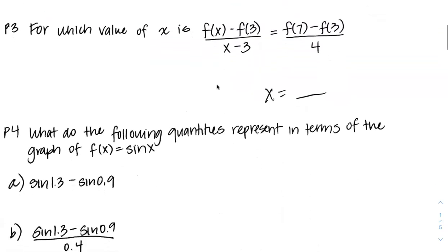For which value of x is f of x minus f of 3 over x minus 3 equal to this? So it's basically just saying, what is x that gets you this thing? Well, I just look at it. So it goes 3, 3, right? X turns into 7, and 7 minus 3 would also be 4. So x is 7. Don't overthink that one.